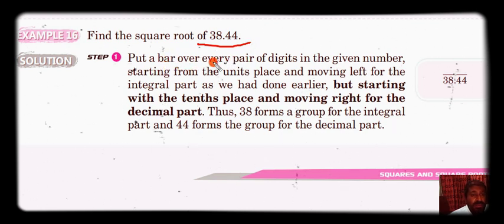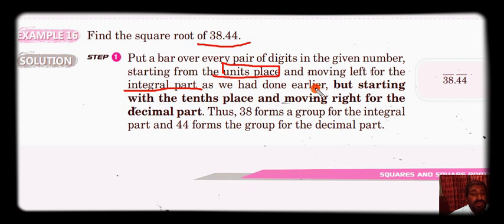Now here, putting a bar sign on every pair of digits of the number, starting from the unit place and moving to the left in the integral part, has been done. That means when we are getting a whole number, what we always used to do is start our pairing from which place? From the unit place. And we move to the left of the integral part.